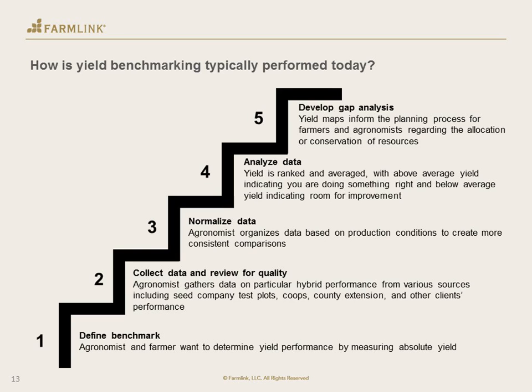Once collected, the data undergoes some normalization. For instance, the agronomist may split up the data by factors such as soil type or maybe irrigated versus non-irrigated to try and create comparisons that are more apples to apples. A process of ranking and averaging is applied to the data, and a gap is developed between the performance of the farmer and the average results of the other data collected. When looking at the yield map, above average is a good spot.